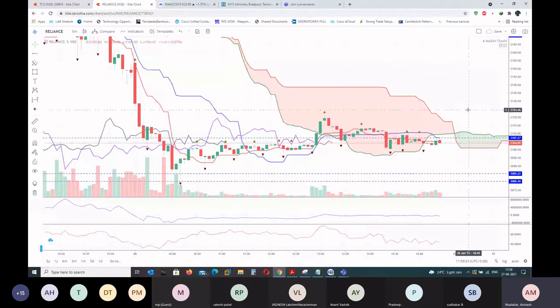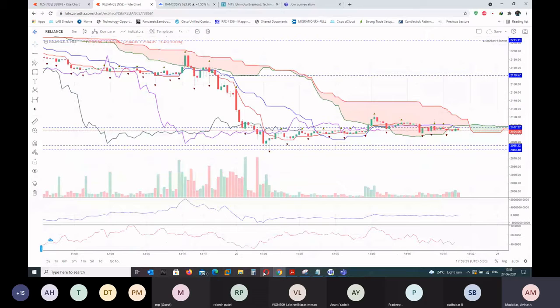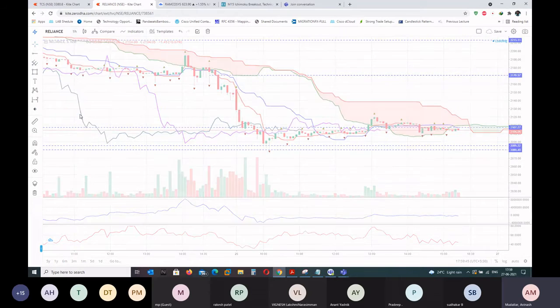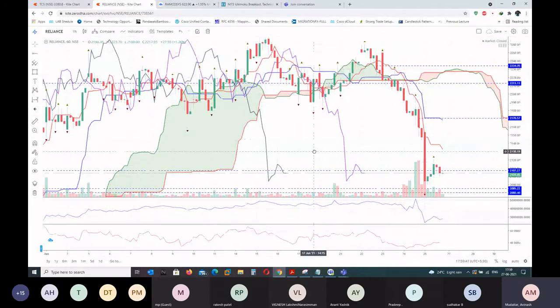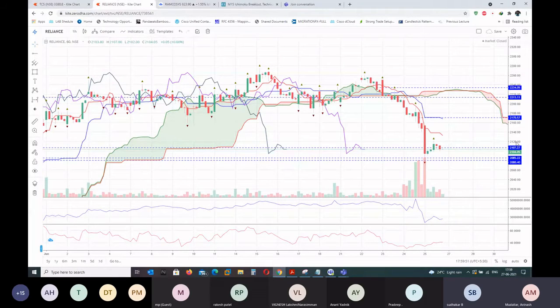So this was the one strategy. Any questions, doubts? No, I'll move further. So for intraday, what time frame are you suggesting? 15 minutes or 5 minutes?